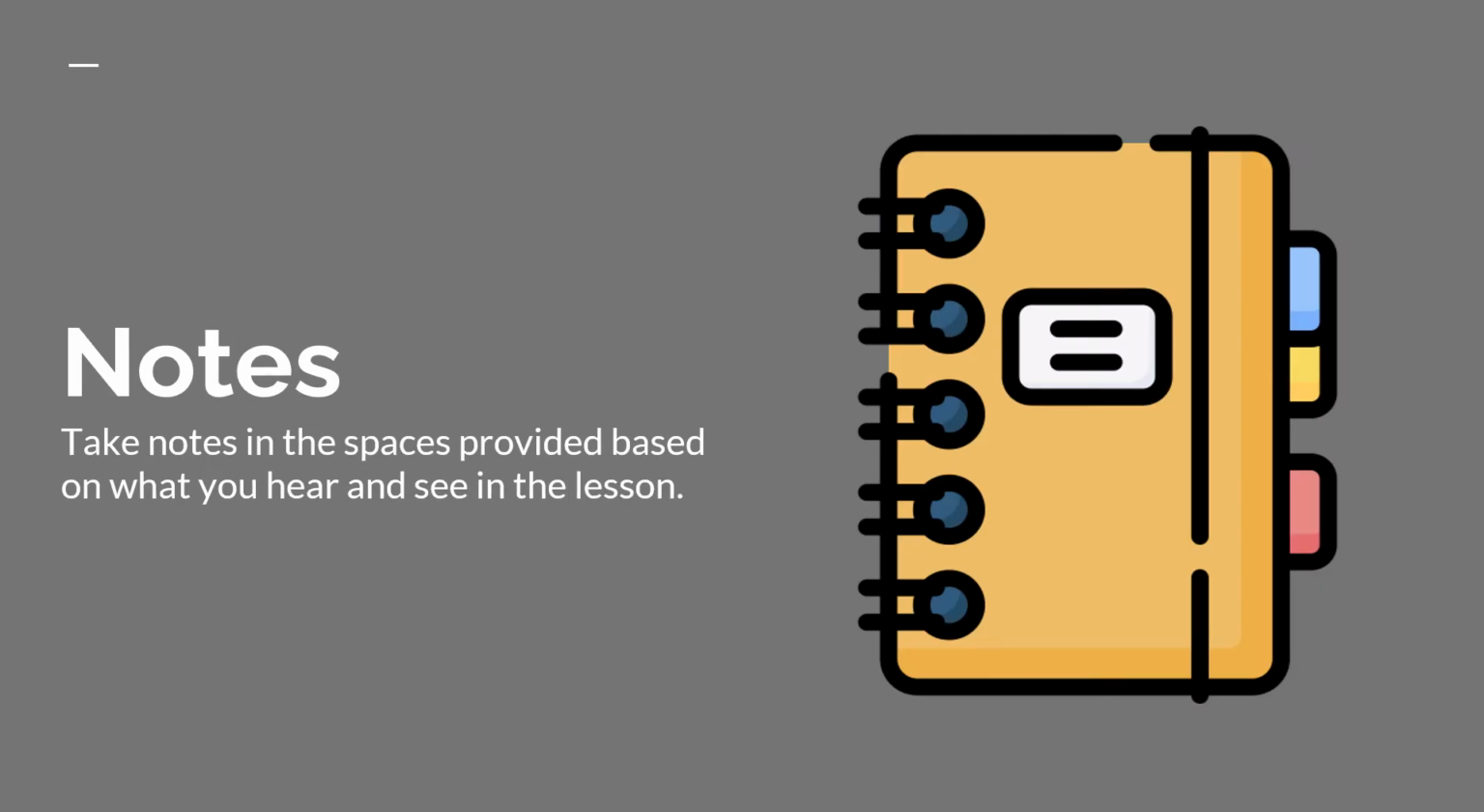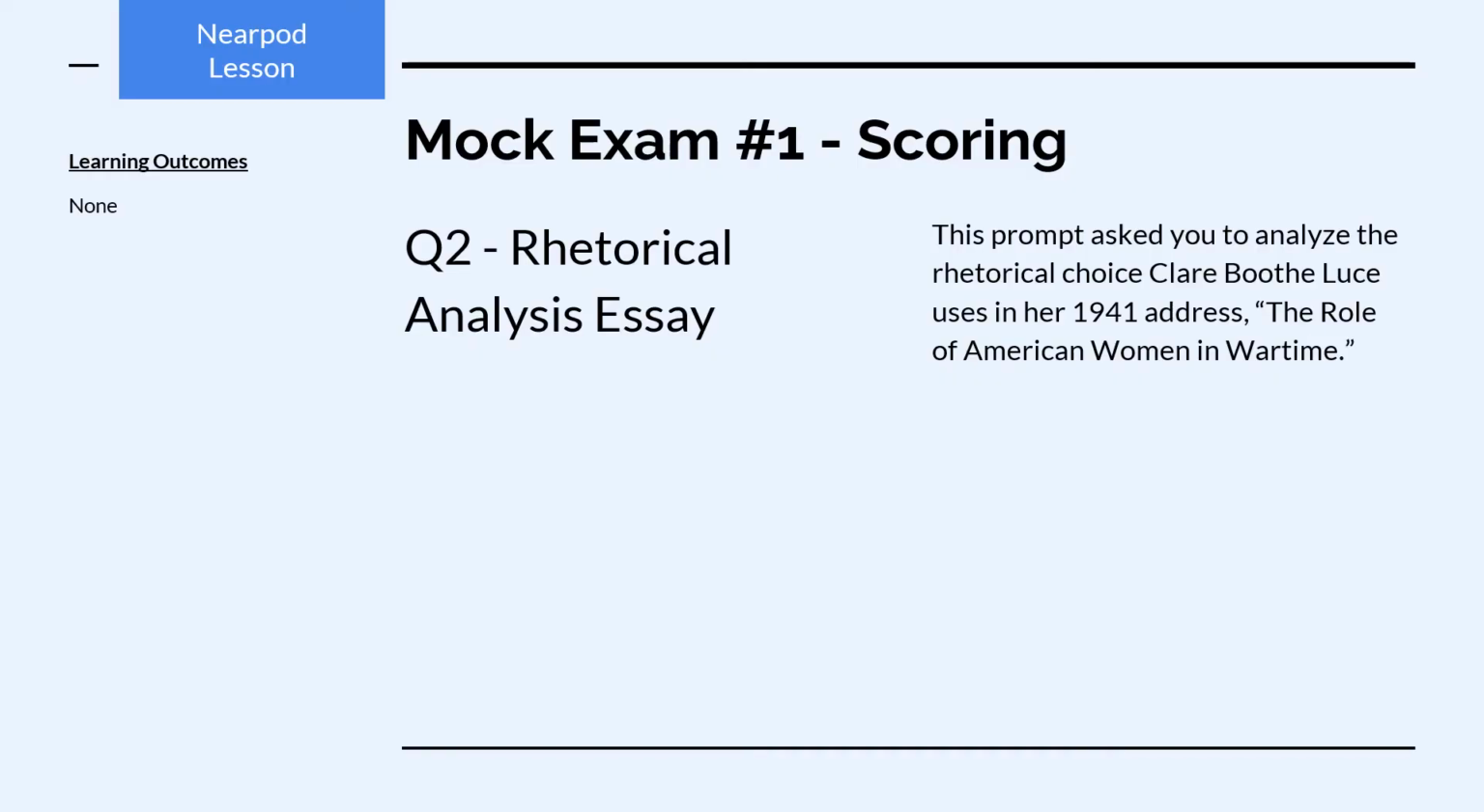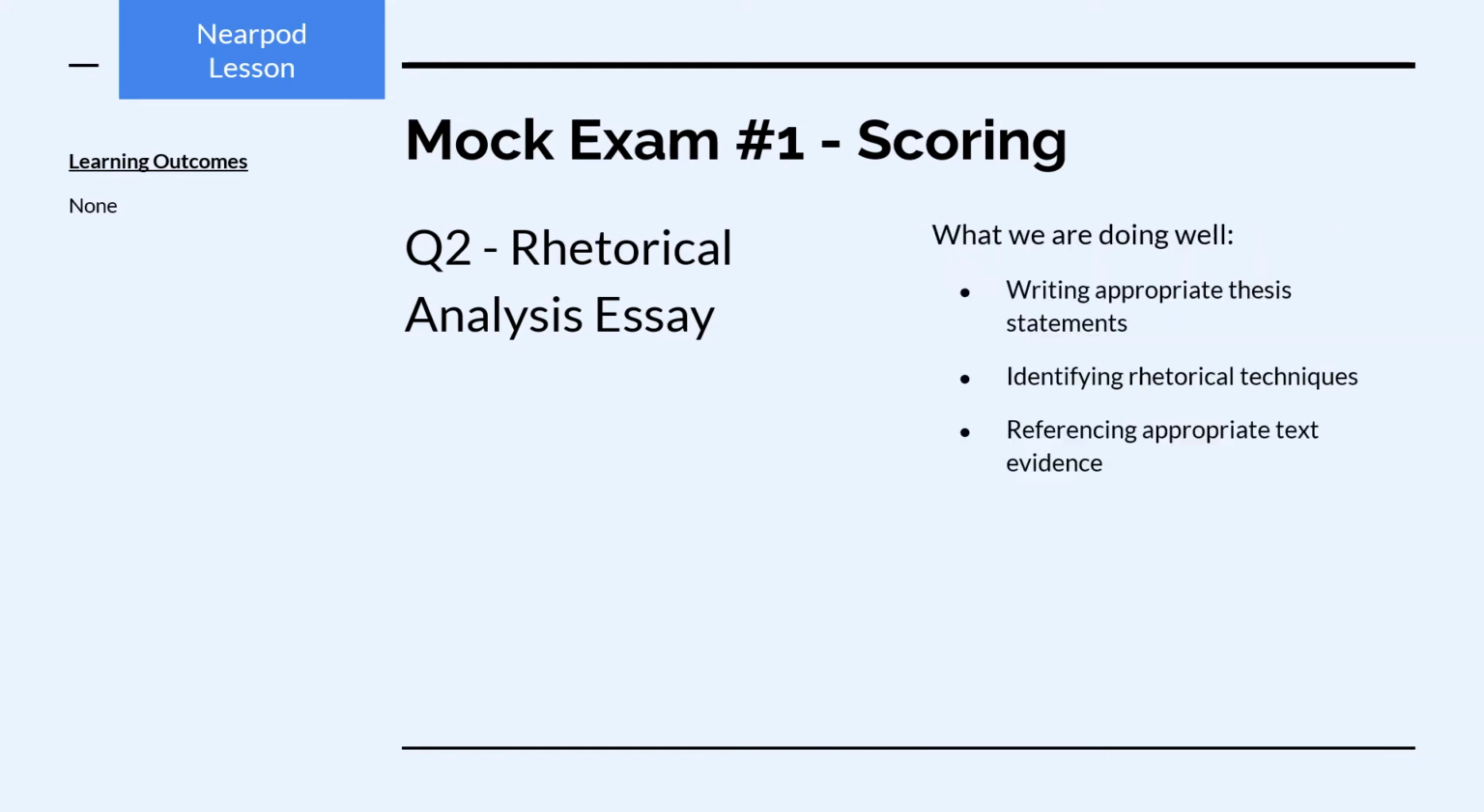Let's continue with our notes. The Q2 rhetorical analysis essay. This prompt asked you to analyze the rhetorical choices that Clare Boothe Luce uses in her 1941 address, The Role of American Women in Wartime. I gave you this prompt ahead of time. You were able to prepare, and I could tell that a lot of you did a lot of preparation for this, so excellent job there. Didn't really see any problems with understanding what she was talking about here, and so all in all, these were some pretty good scores.